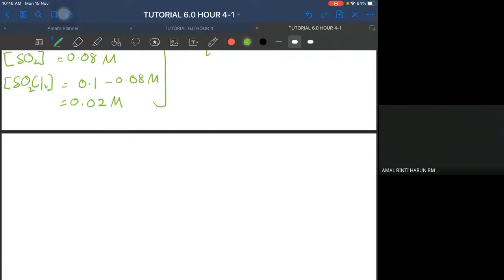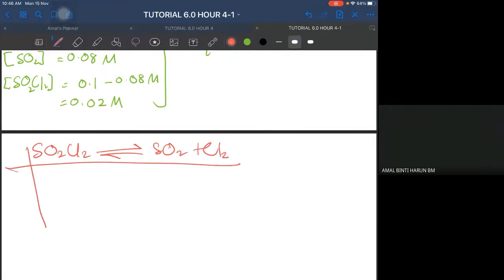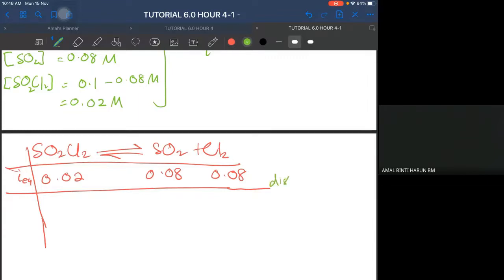Okay, it is mana? SO2Cl2. Okay, ni initial equilibrium. Okay, dah reach equilibrium kan? 0.02 molar. Ini 0.08, ini 0.08. Initially it is equilibrium. Okay, but at this moment disturbed.